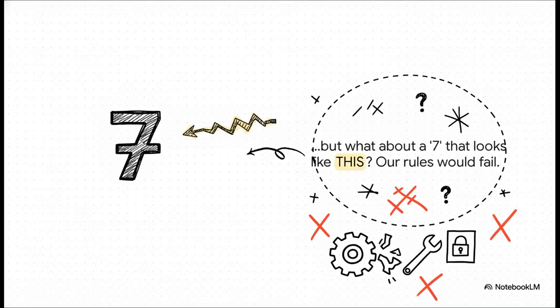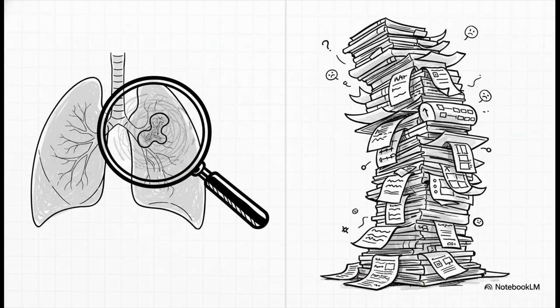But what about a 7 that looks like this? You know, the kind with the little bar through the middle? Our simple set of rules would just completely fail. The system would have no idea what it's looking at. And our only solution would be to go back in and manually add another rule just for this one specific case. And right there, that's the core problem.